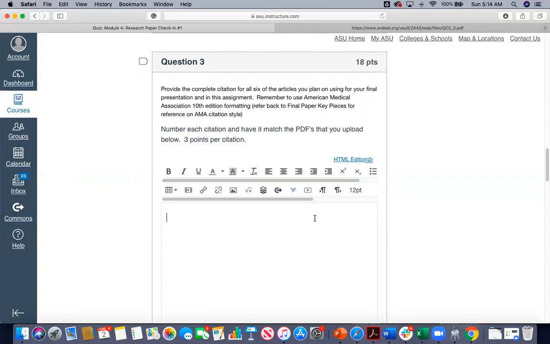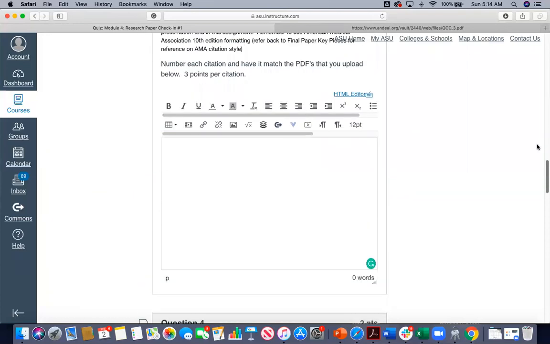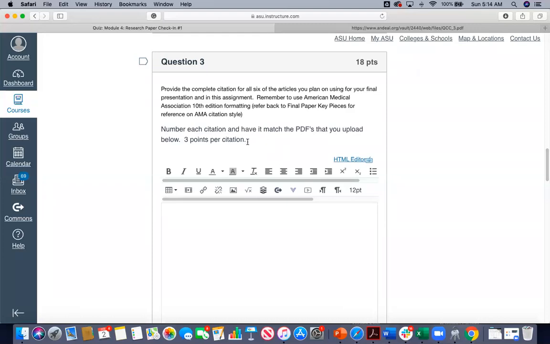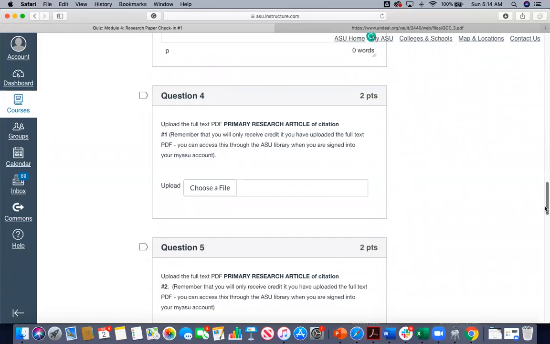But even with those, still check their work closely because that might be a little bit different than what we want. Those are worth 3 points a piece though, so really put some time into your citations because 18 points is a nice little chunk to just put your citations together.